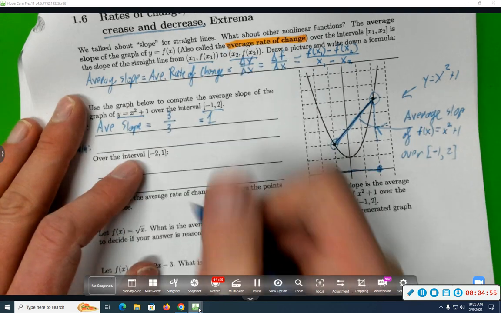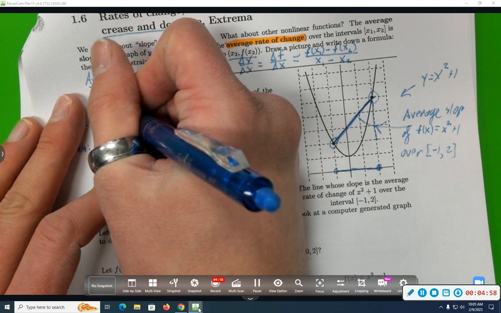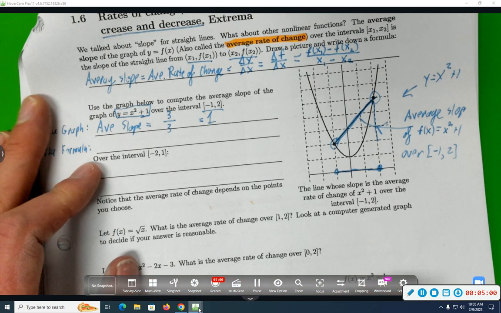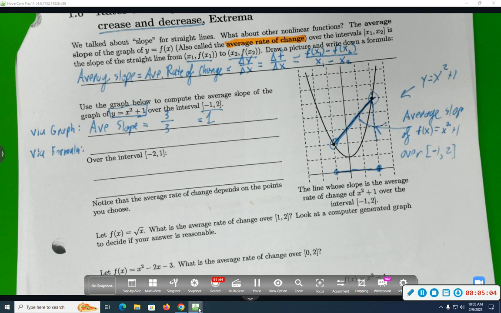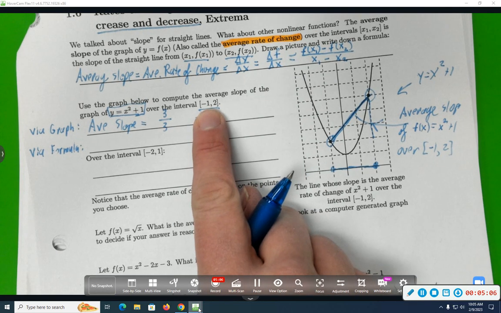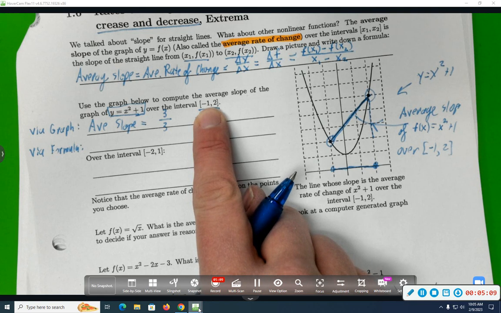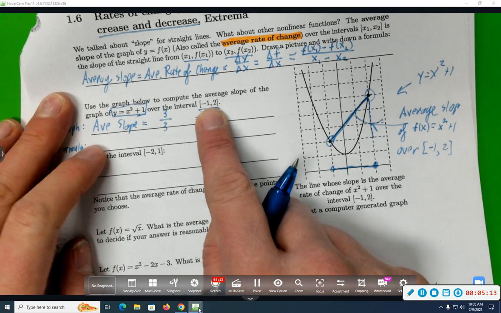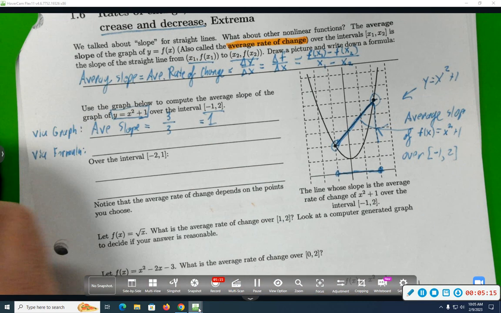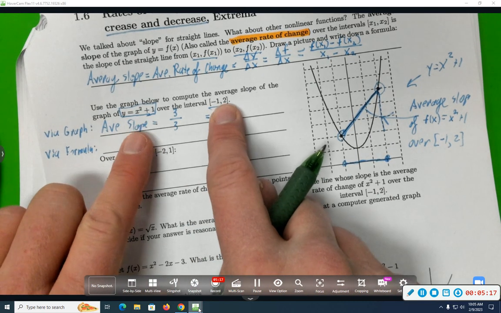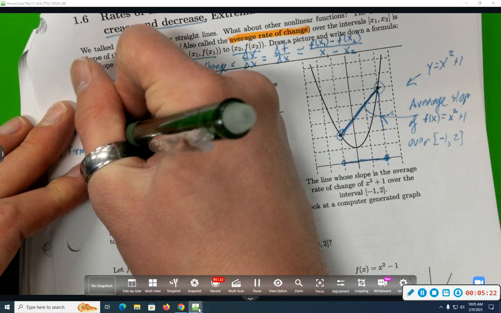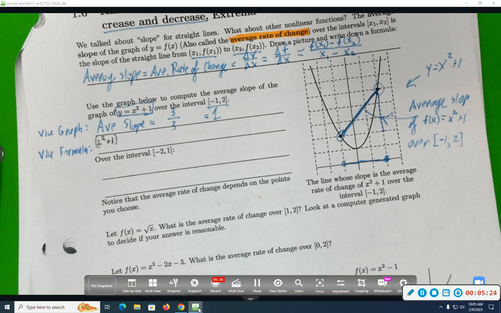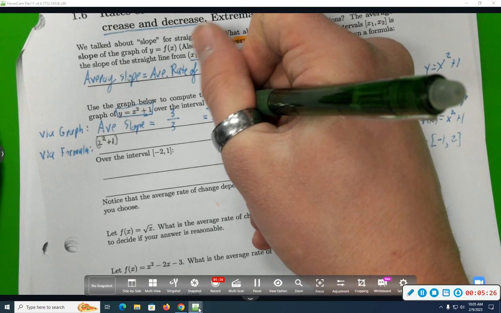Let's also use the formula. We have a formula for this function. This function is given by f of x equals x squared plus 1. So using that formula, that means you can compute the average rate of change by plugging these points into the function and then dividing by the change in x. Some color coding I think will help. Plug in x equals 2 to this formula. 2 squared plus 1. So that's from this point.